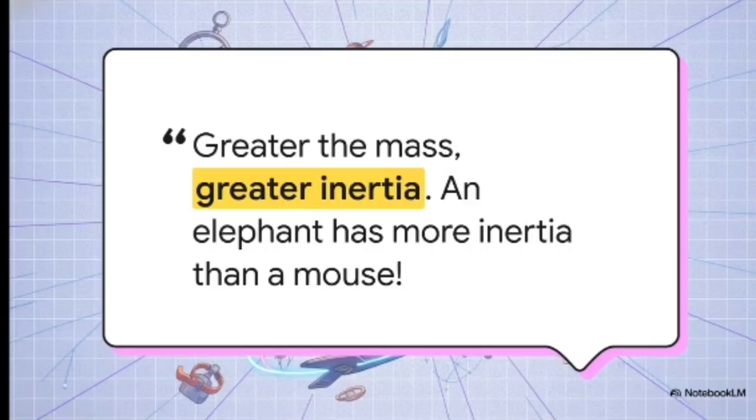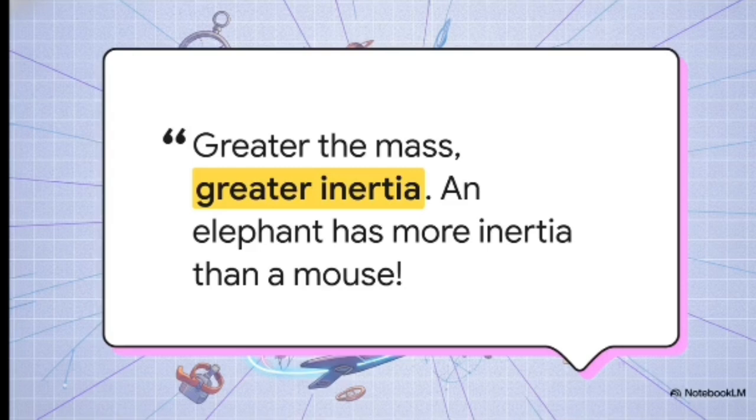And this relates directly to mass. Like the quote says, an elephant has way more inertia than a mouse. Mass is the true measure of inertia. You could easily push a bicycle to get it moving, right? But try pushing a massive truck with your bare hands. No way. It's nearly impossible because the truck's huge mass means it has massive inertia.